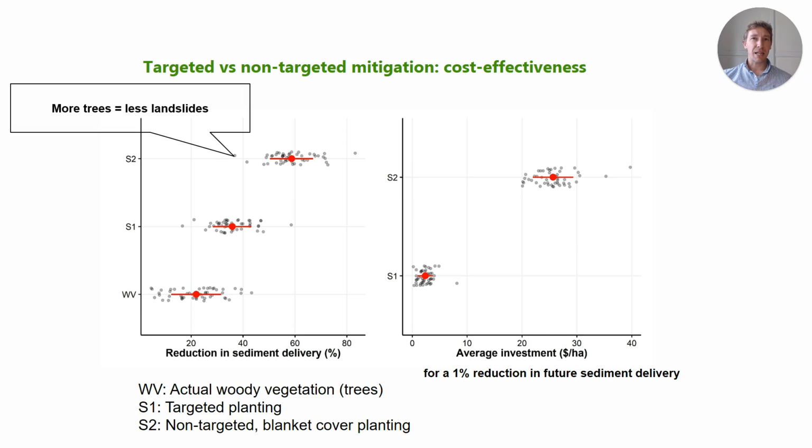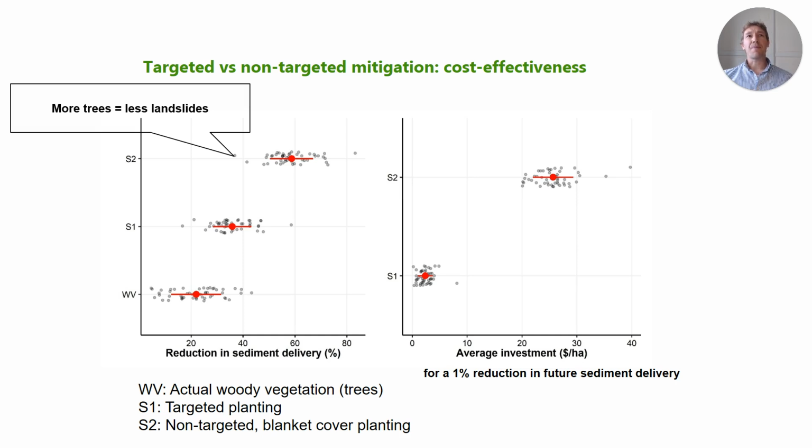And here's a concrete example of what this means. I've broken the costs down, you can see on the x-axis, the dollar value per 1% reduction in sediment delivery on a per hectare basis. For example, for a farm of 1,000 hectares, the average cost to achieve a 1% reduction in landslide-derived sediment is $2,900 for a targeted mitigation and $26,200 for non-targeted. So that's multiplying by 1,000 hectares to achieve a 1% reduction.